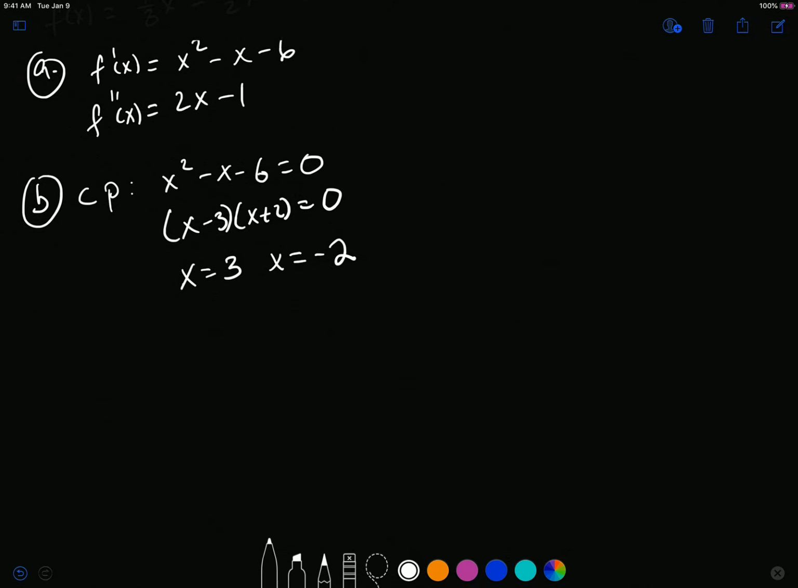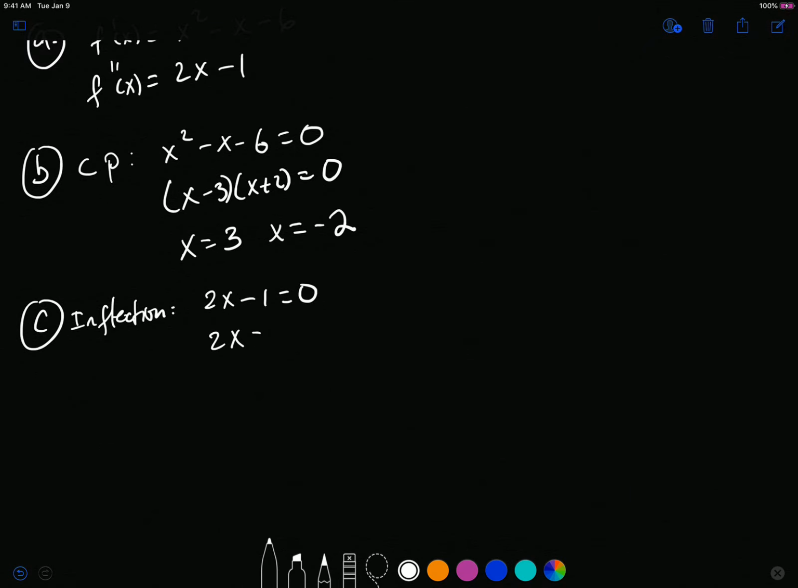To find the inflection points, I have to set the second derivative equal to 0. So 2x - 1 = 0, 2x equals 1, sorry. Notice I'm not factoring here. You factor when you have a second order equation. Then I divide by 2, so x = 1/2. So this right here is my inflection point, x = 1/2.